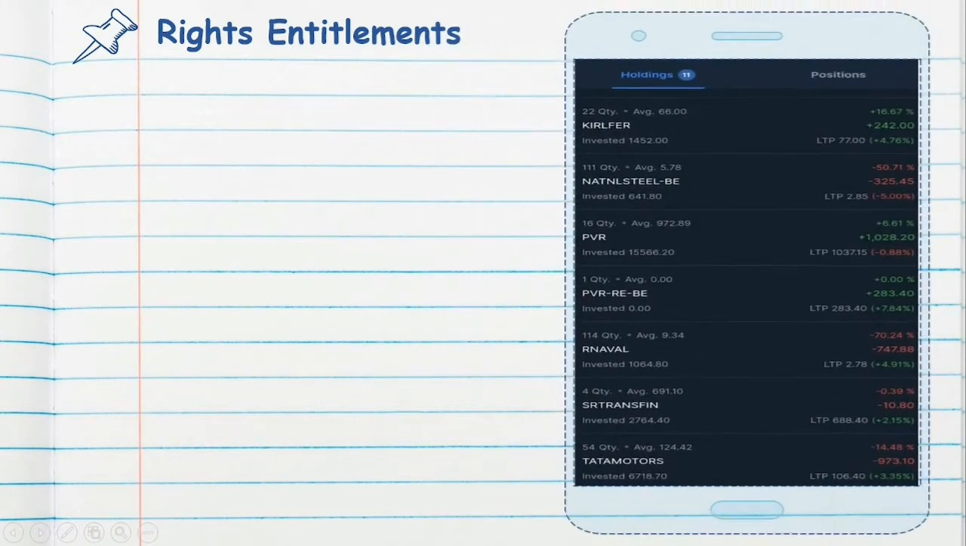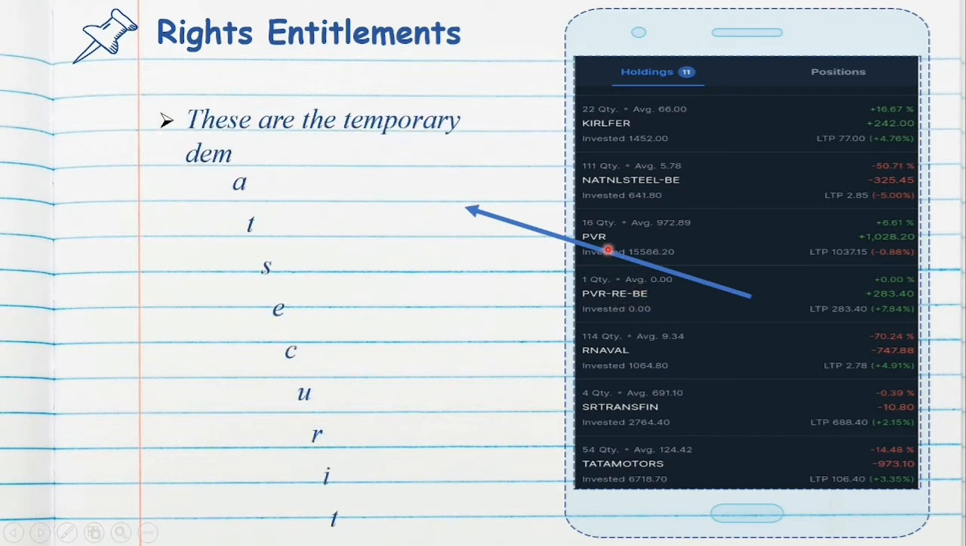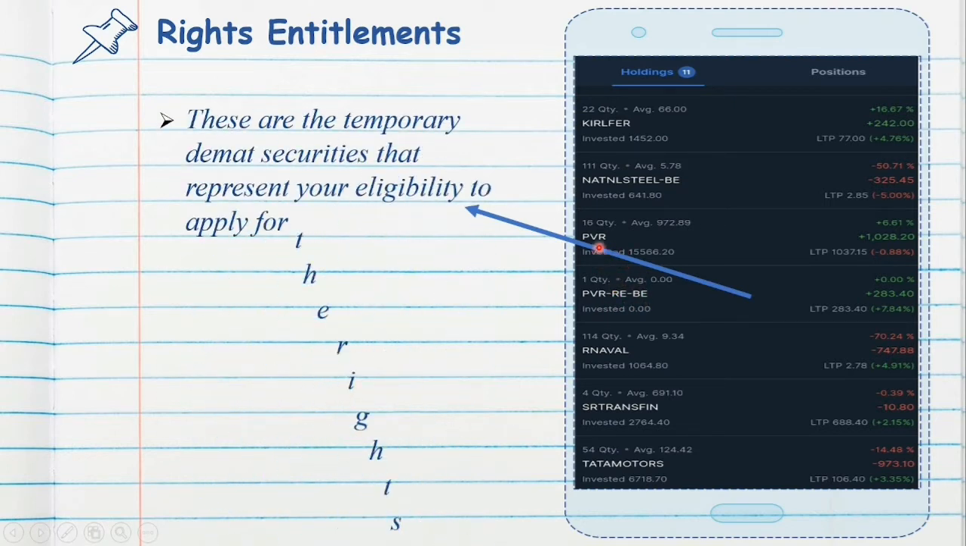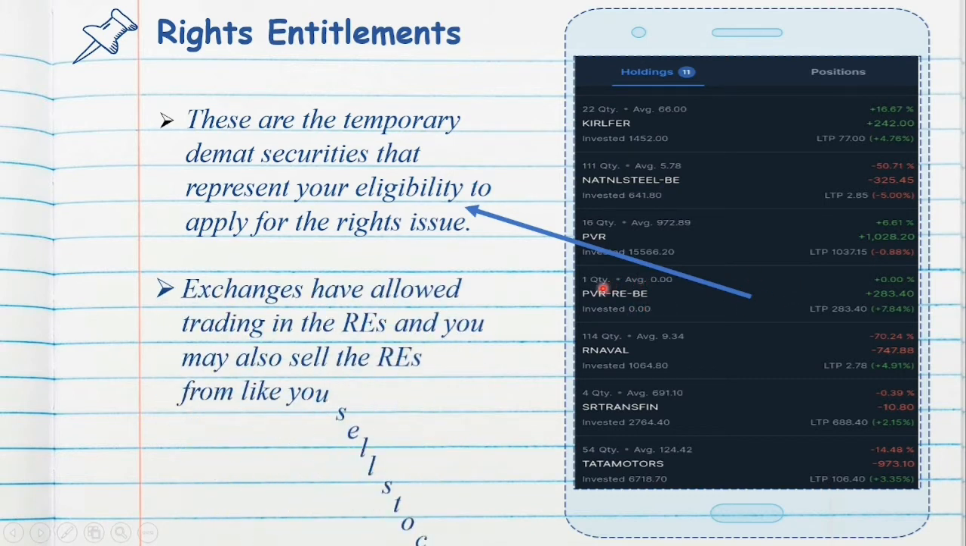So friends, here you can see the rights entitlements of PVR Limited. I have purchased 16 quantity of PVR shares, as a result of which I have been allotted one quantity of rights entitlement. So I am entitled to buy one quantity of share through the rights issue. Here you can see the rights entitlement appears just below the share of the respective company. It is important to note that this rights entitlement is not a permanent security of share. This is a temporary demat security, and this represents your eligibility to apply for the rights issue.